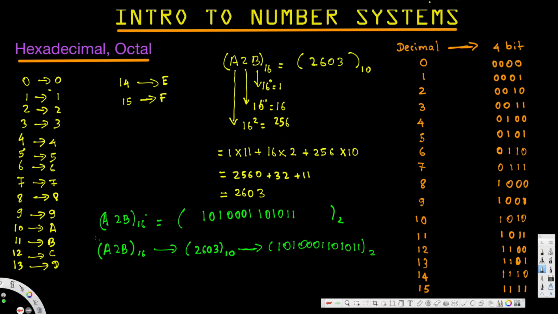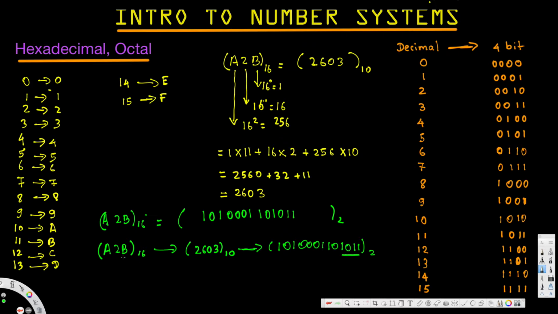Like B is equal to what? B is equal to 11. If you look at 11, we have 1011. This is 1011, right? That's the first number. So we always go 4 by 4 when we talk about hexadecimal. 2 is equivalent to 0010.